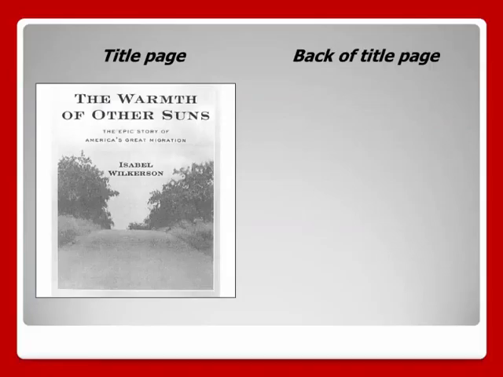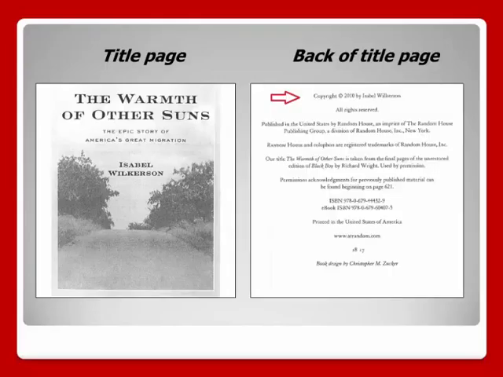The information that you need to cite a book is most often found in the first few pages of the book itself. The author and title are typically on the title page. On the back of the title page, you should find the date of publication, the publisher's name, and the publisher's location.